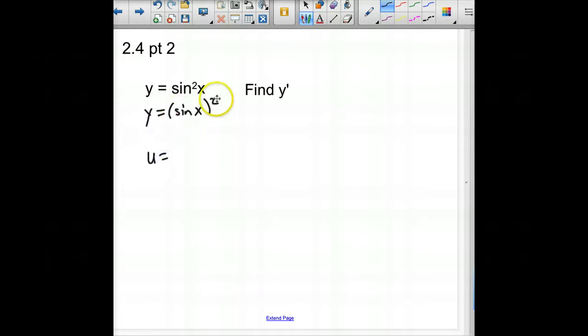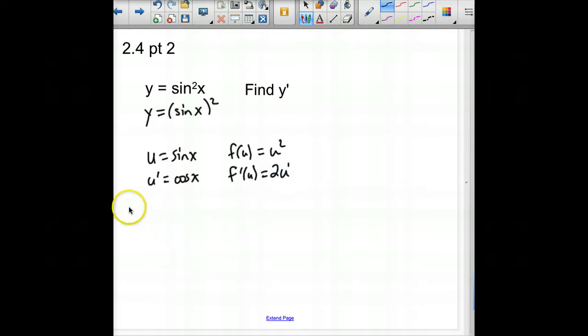Now that we know we have the chain rule, we know we have a composite function, we have to use the chain rule. So our inside function is sine x, and the outside function is u squared. The derivative of the inside function is cosine x, and the derivative of the outside function is 2 times u to the first. Then the derivative of the whole function, using the chain rule, is u prime times f prime of u to the first. That's not a u prime, that's u to the first.